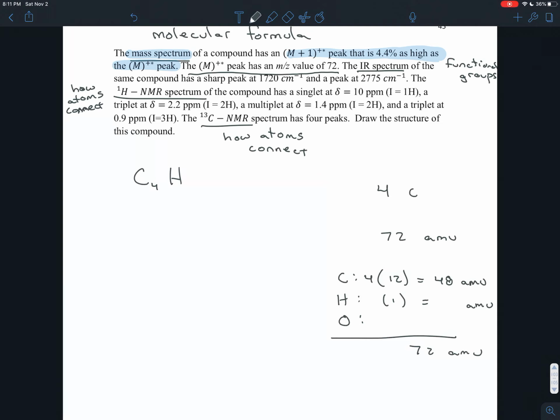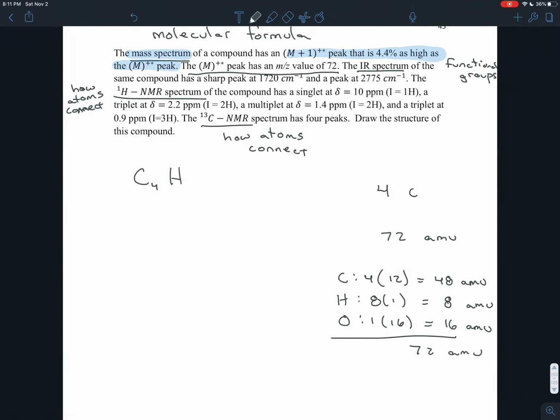Okay, so if you have oxygen, well, oxygen weighs a lot. If we just have one, that's going to add 16 AMU to our total. So 16 plus 48, that is 64. That means that we would still need 8 more. That's 8 hydrogens here. So you can check, you can do 48 plus 8, that is 56, and then add 16, and that gives you 72.